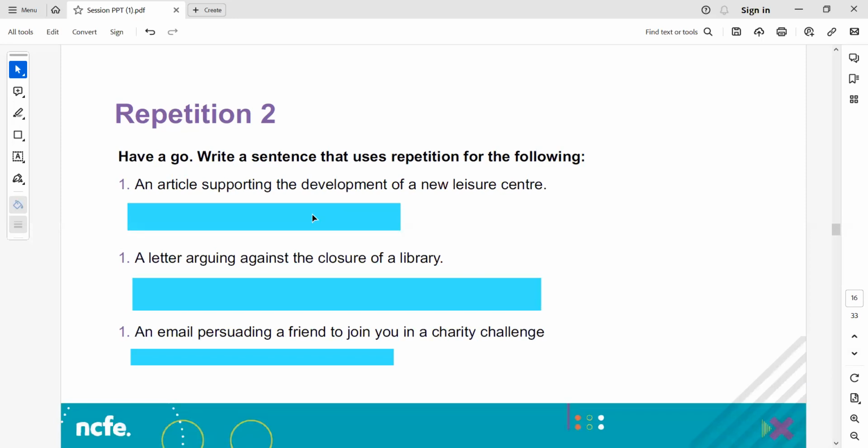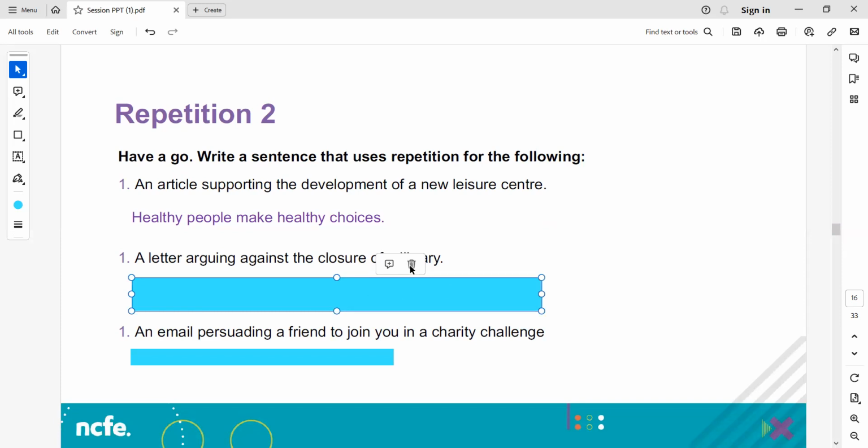So we'll just do this together. Write a sentence that uses repetition for the following. An article supporting the development of a new leisure centre. So let's have a look at the first one. Healthy people make healthy choices. So what's the repetition in that sentence? Healthy. Good. So it can be a single word that's repeated. It could be a group of words or a phrase. And in this one, it was just that word healthy.